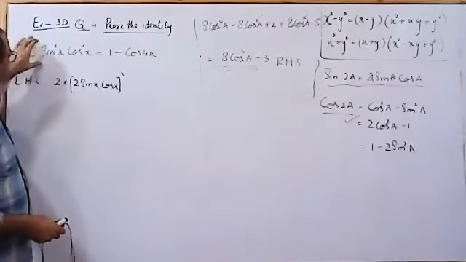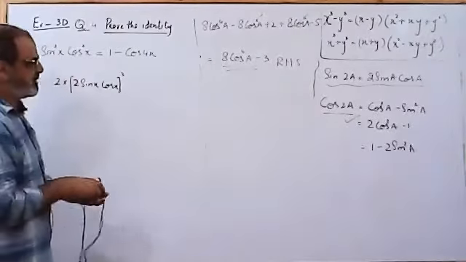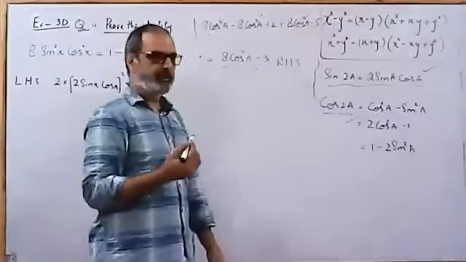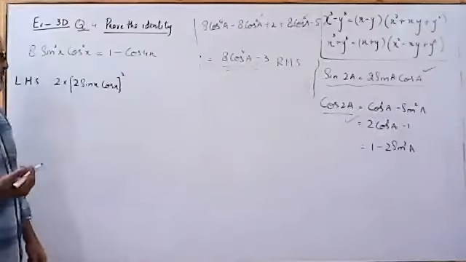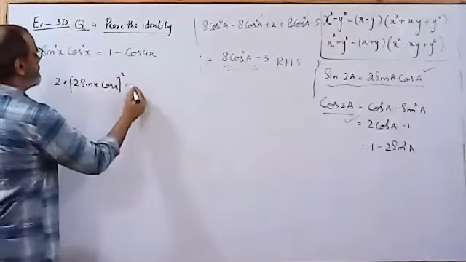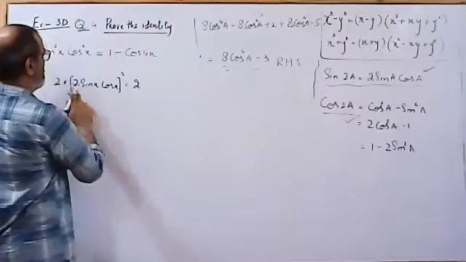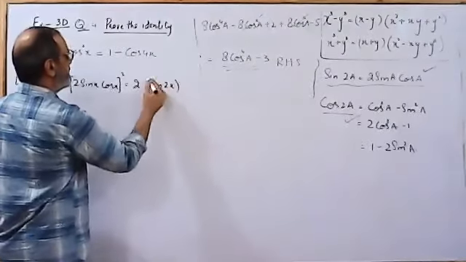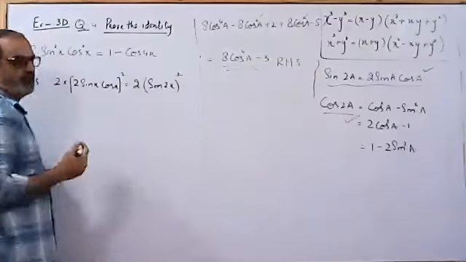I just want to use this identity: sine 2a is equal to 2 sine a cos a. For that purpose, I have arranged it in this form. So it becomes 2 sine 2x, and square is there.